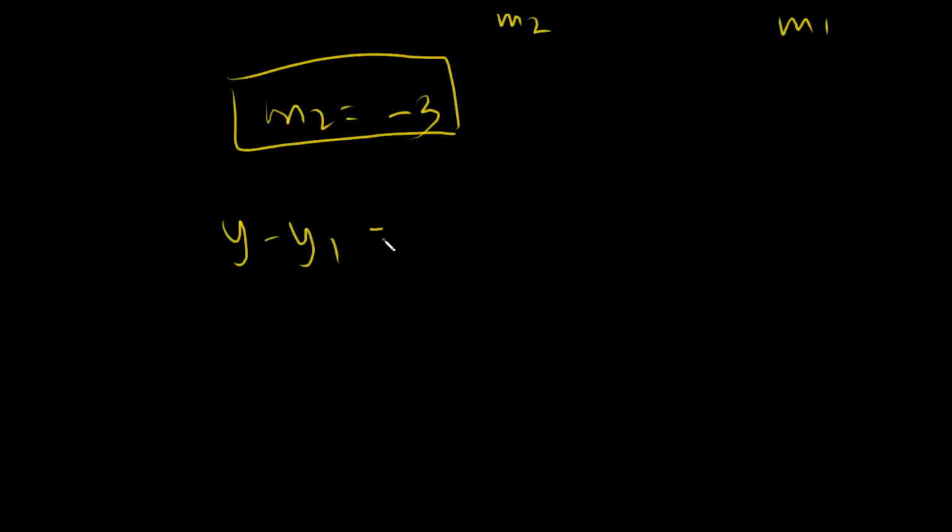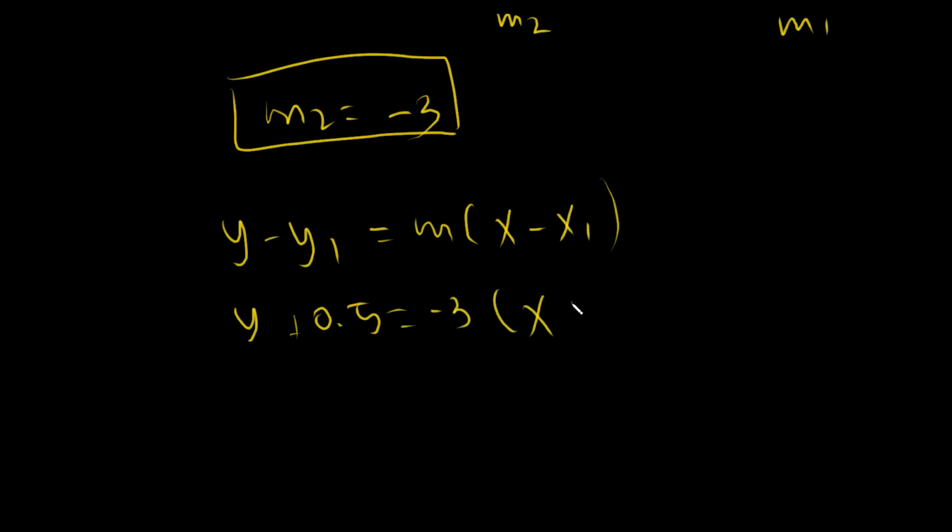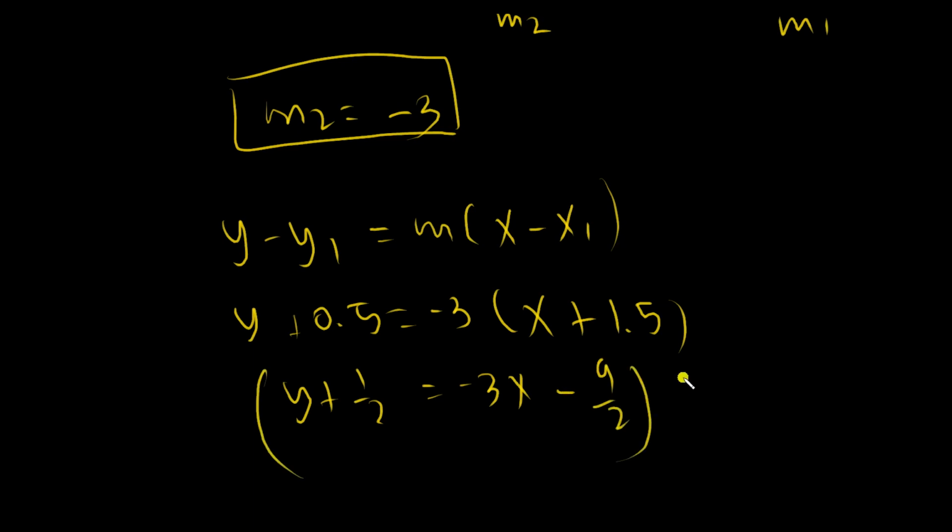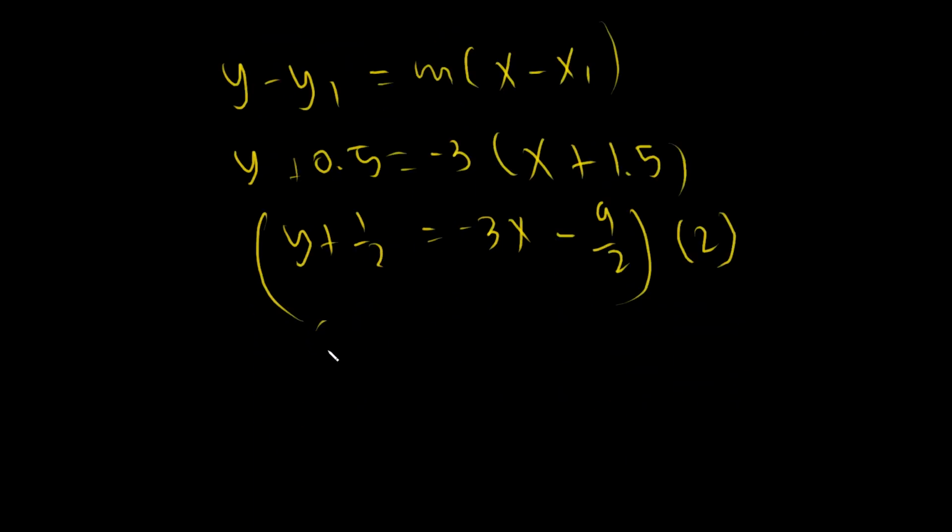y minus y1 is equal to m times x minus x sub 1. So we have y plus 0.5 is equal to negative 3 times x plus 1.5. So you have y plus 1/2 is equal to negative 3x minus 9 over 2. So simplify times 2. What remains is 2y plus 1 is equal to negative 6x minus 9.